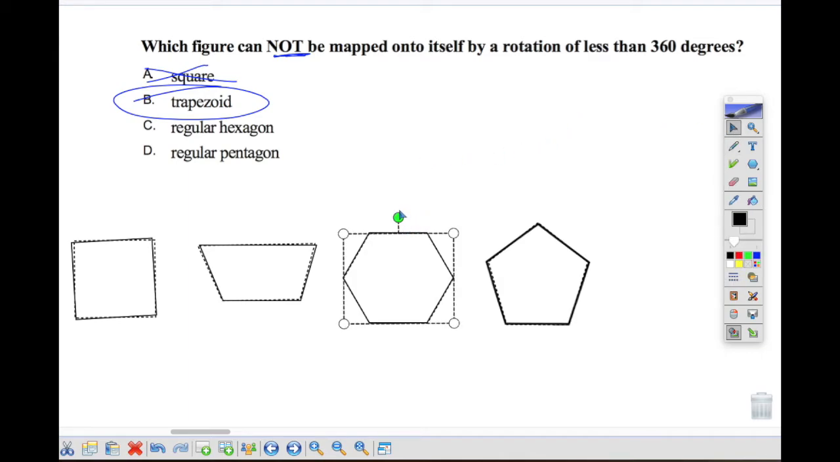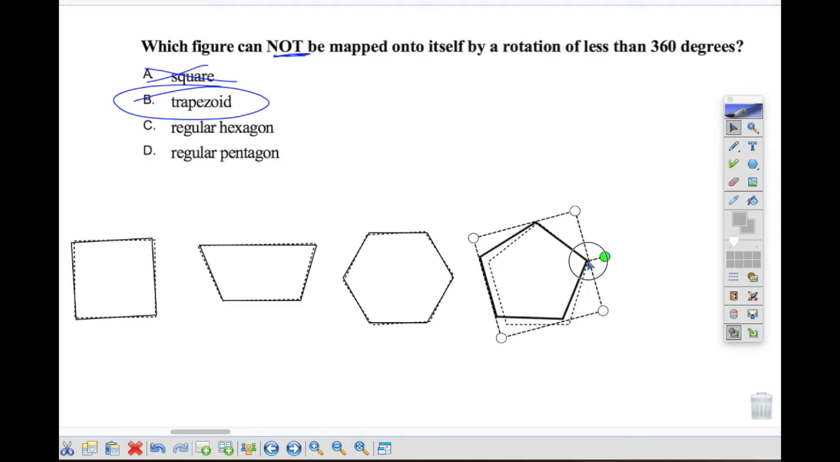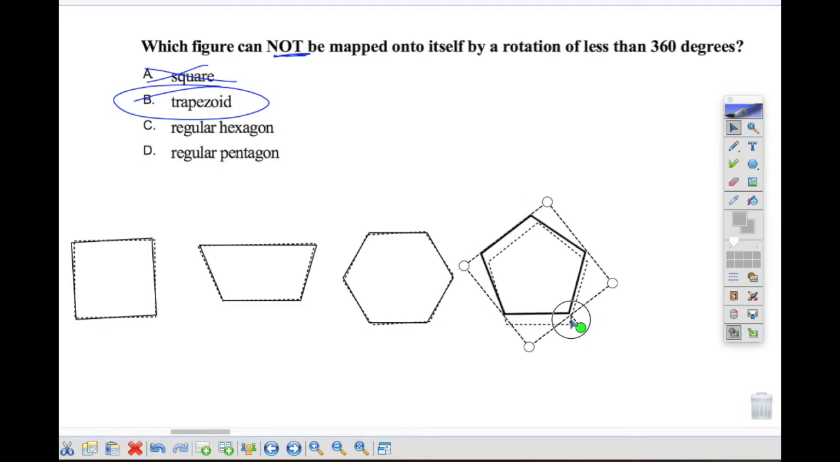Okay, a regular hexagon, we've looked at this already. It can be rotated onto itself before it goes all the way back around, and a regular pentagon can as well. So regular shapes are always going to have rotational symmetry.